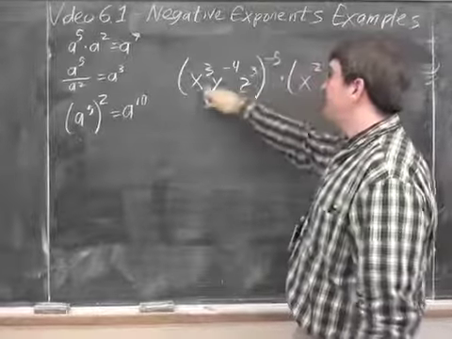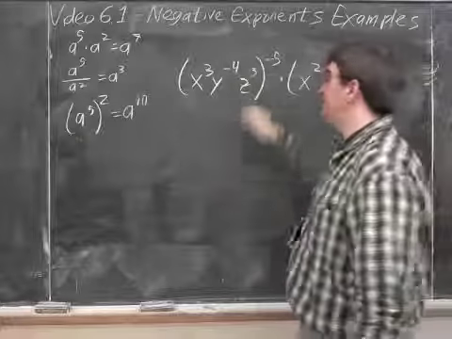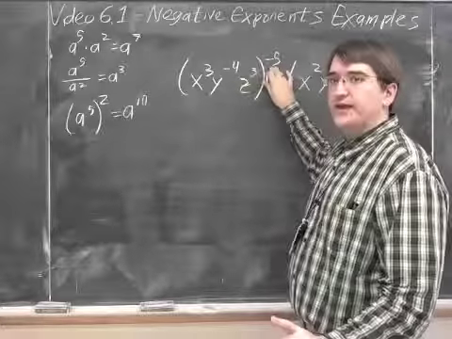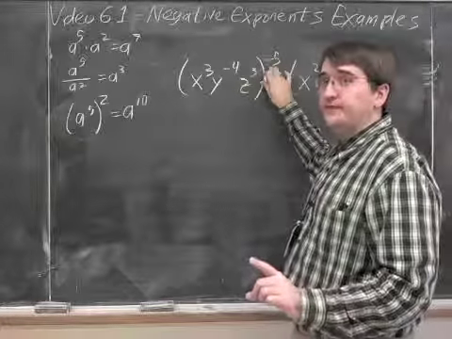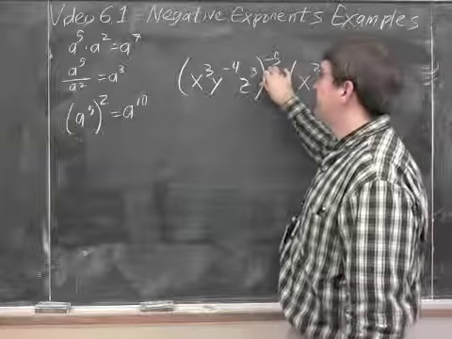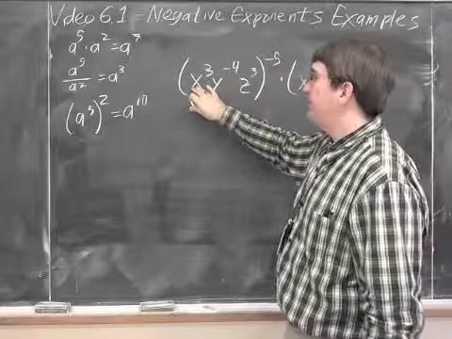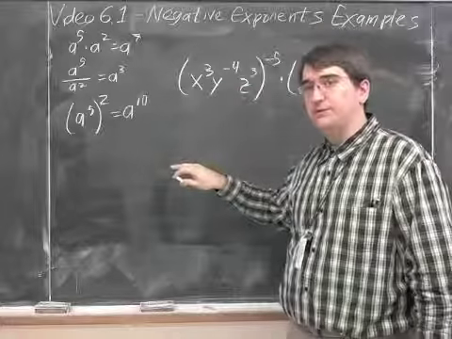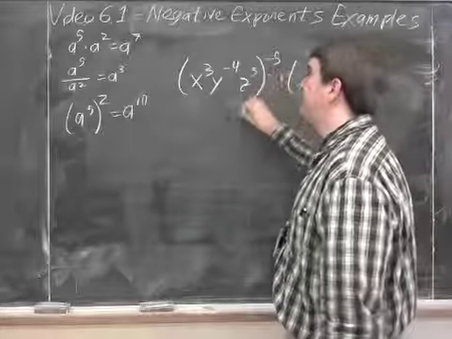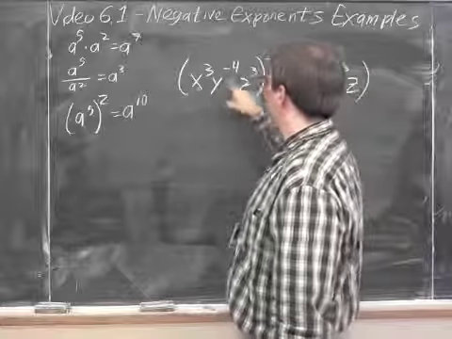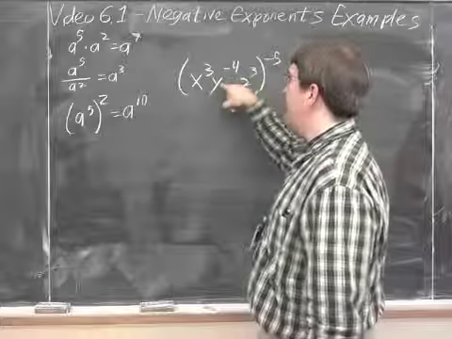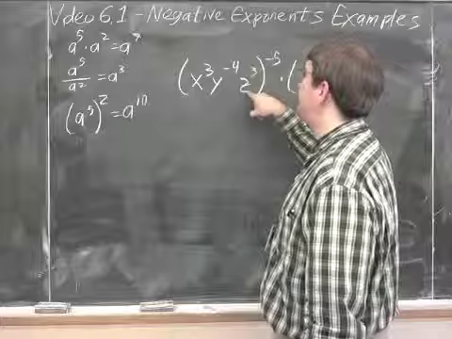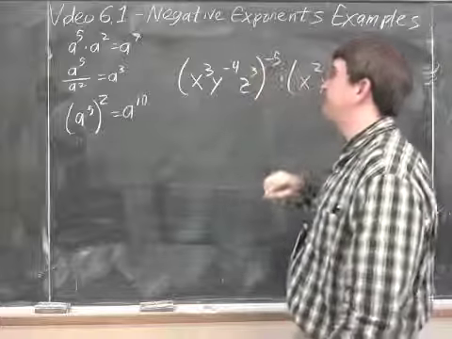Negative 5, I'm going to raise everything to that power. I'm going to distribute, I shouldn't use that word. We're not distributing the negative power. What I'm doing is multiplying each of the pieces of that monomial to that power. So I have x to the 3 to the negative 5, and then y to the negative 4 to the negative 5, and then z to the 3 to the negative 5.